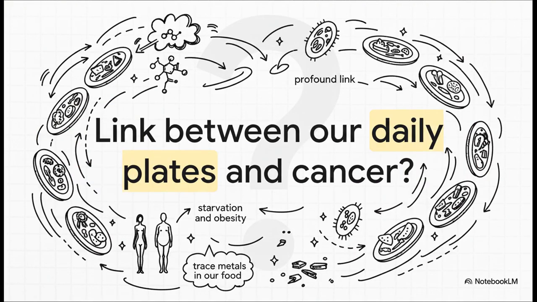All of this leaves us with a truly thought-provoking question. What exactly is the profound link between our daily plates and long-term systemic diseases like cancer? We've journeyed all the way from the smog in the air and the chemicals in our environment, through the extremes of starvation and obesity, right down to the trace metals and vitamins in our food. It's a lot to process for sure, but it powerfully maps out just how deeply our physical health is intertwined with the outside world.